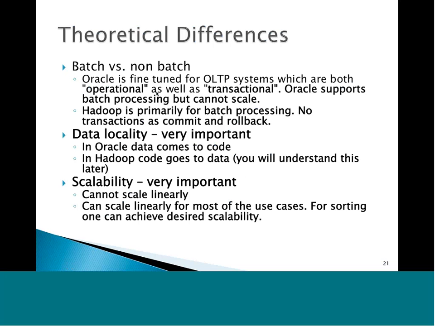So these are the critical differences, batch versus non-batch. Oracle is fine-tuned for OLTP systems, which are both operational as well as transactional. Oracle supports batch processing but cannot scale. Hadoop is primarily for batch processing, with no transactions such as commit and rollback. I hope this is clear to everyone.